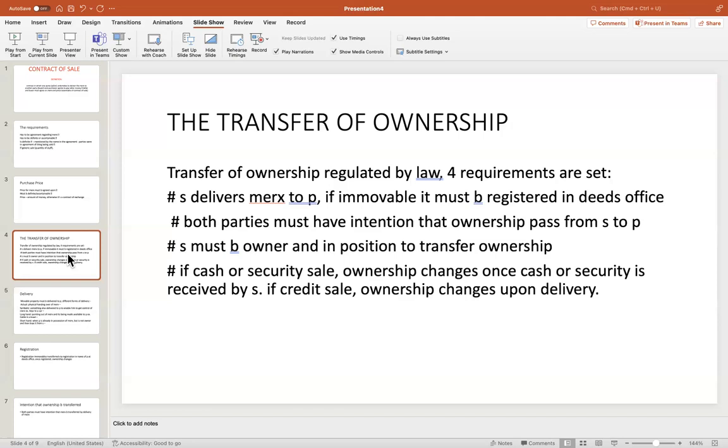Okay, so when we say S must be the owner, I must be the owner of that particular thing. Otherwise, it's going to be a different story. If I'm selling something that does not belong to me, I cannot transfer rights that I don't even have. Okay, it's called the Nemo plus Juris rule. You can't transfer more than what you have. You just can't. Okay. And then if it's a cash or security sale, ownership changes once the cash or security is received by S.